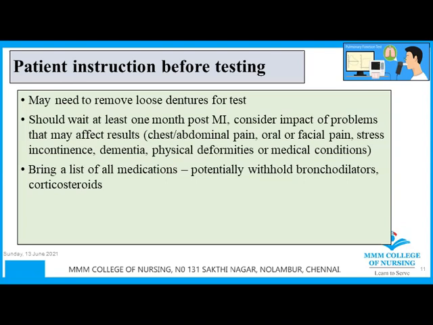Bring a list of all medications the patient is taking and ask the patient to withhold bronchodilators and corticosteroids before test.